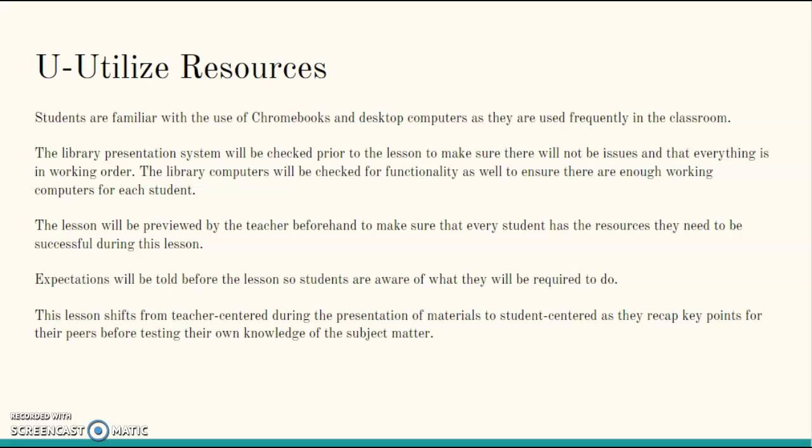Expectations will be told before the lesson so students are aware of what they will be required to do and the amount of which they will be required to be considered successful. This lesson shifts from teacher-centered during the presentation of materials to student-centered as they recap key points for their peers before testing their own knowledge of the subject matter.